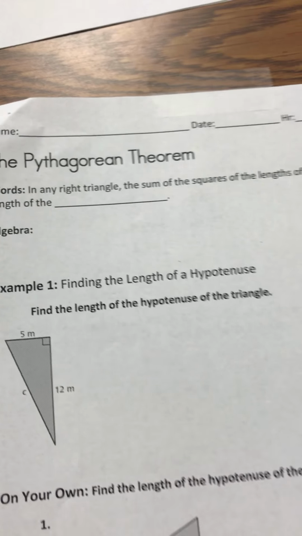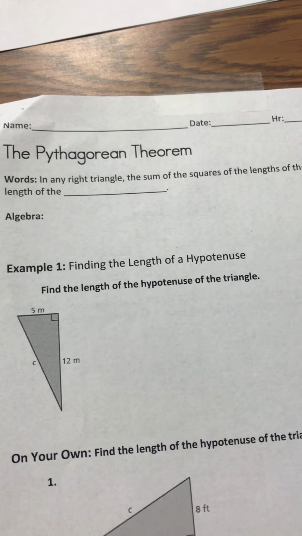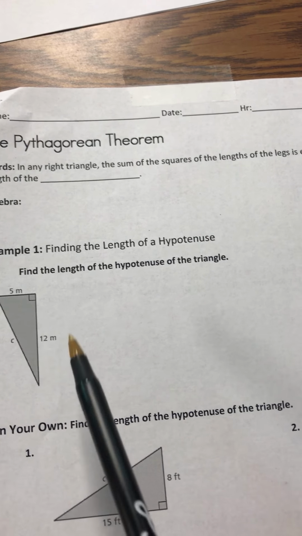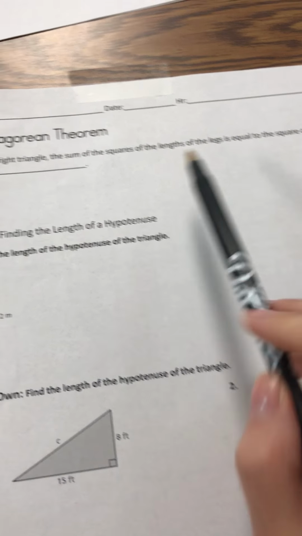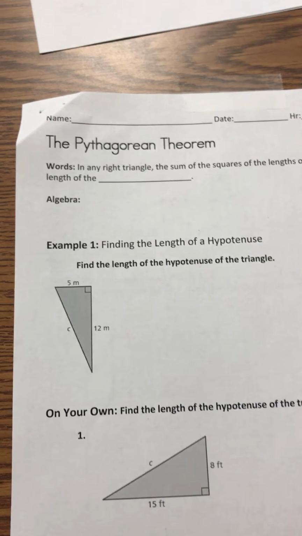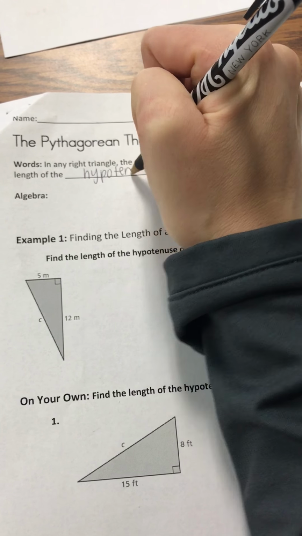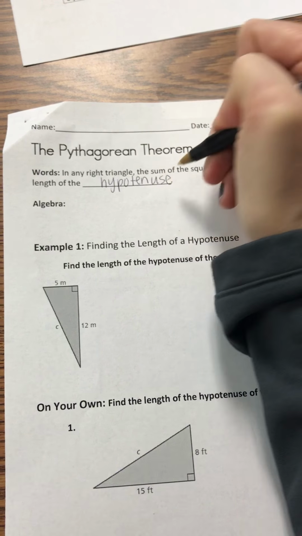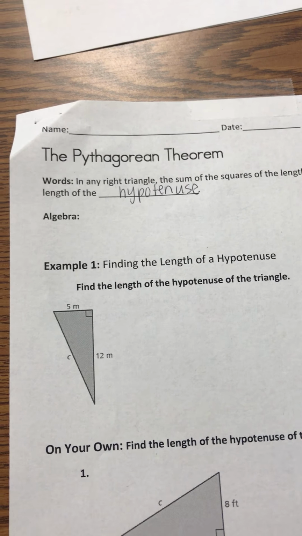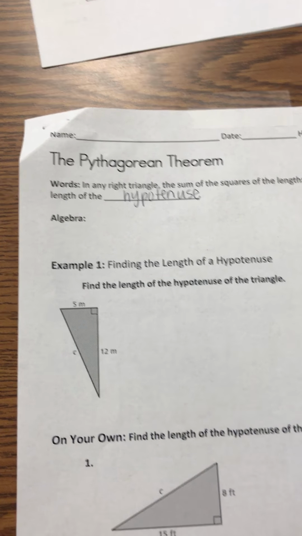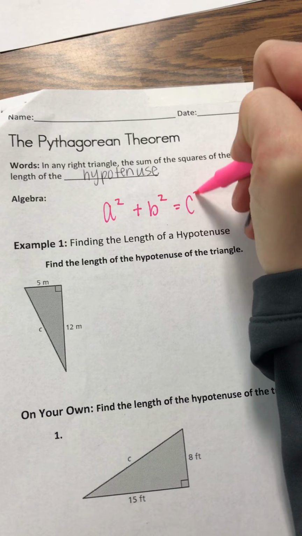On our next slide, the Pythagorean theorem, we're going to fill in these words. In any right triangle, the sum of the squares of the lengths of the legs is equal to the square of the length of the hypotenuse. And if you ever need to pause the video to take some notes, feel free to do that. And what that means is a squared plus b squared equals c squared.